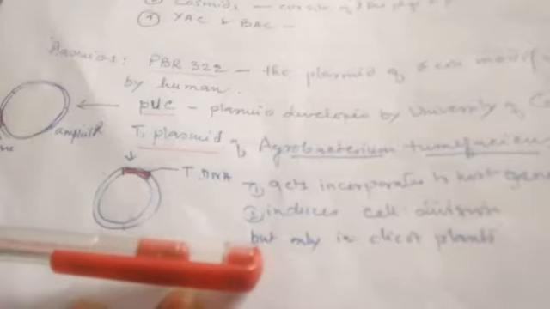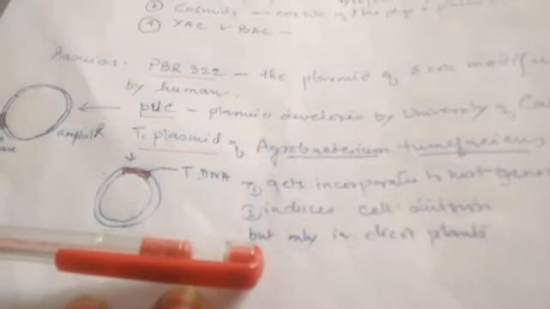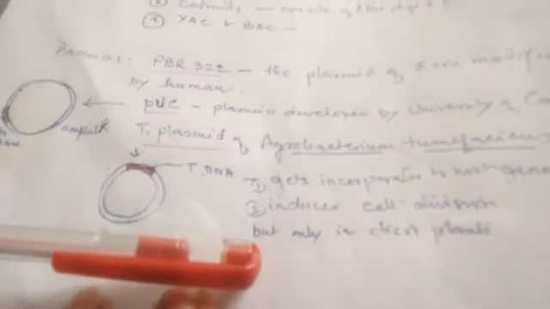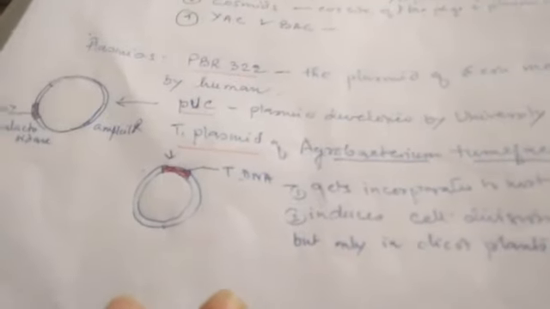So if we can insert our gene of interest in this plasmid, automatically we can have numerous copies of that particular gene. But the problem is that it has limited use only in dicot plants. So these are the common cloning vectors which are in use.